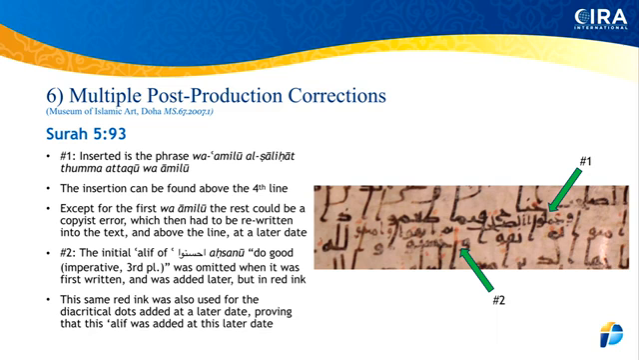The first one you're looking at, look at the green arrow over on the right, number 1. Go ahead and read what they've inserted there. They inserted وَعَمِلُوا الصَّالِحَاتِ ثُمَّ اتَّقُوا وَعَمِلُوا. So you can see it's found on the fourth line there, except for the first وَعَمِلُوا. The rest could be a copyist error. That's true. It could easily have been put up there at a later date, which then had to be rewritten into the text and above the line, as I said, at a later date.